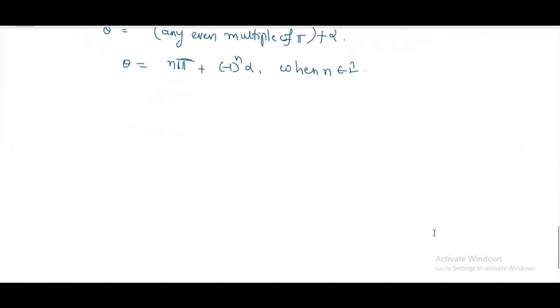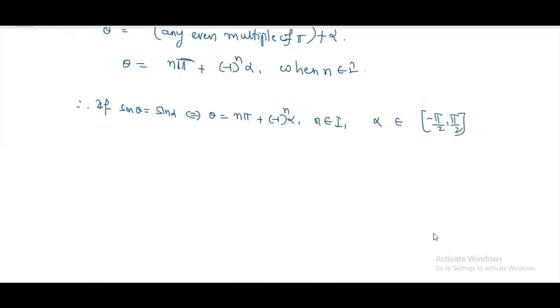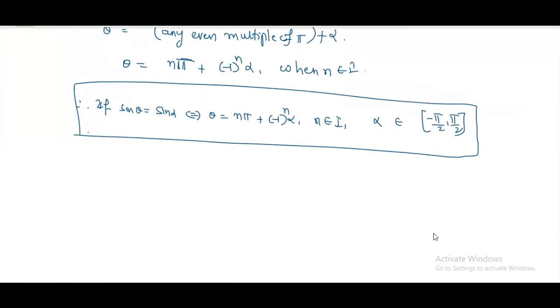Therefore, if sin theta is equal to sin alpha, the general solution is theta is equal to n pi plus minus 1 whole power n into alpha, where n belongs to integers and alpha belongs to minus pi by 2 to pi by 2. So this is the general solution when sin theta is equal to sin alpha, and its proof.